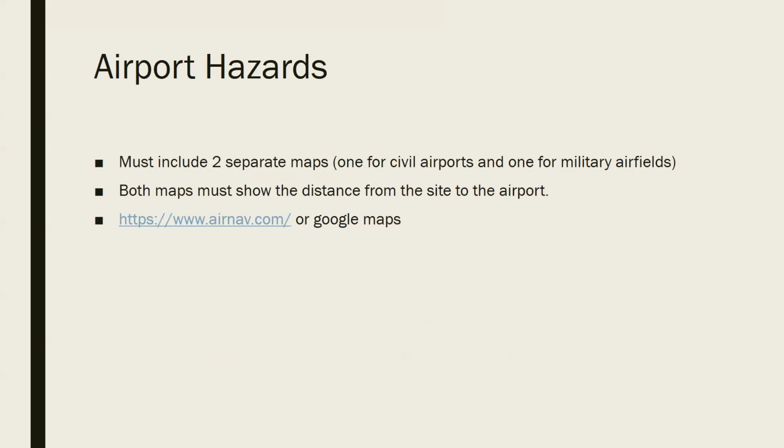The next area is airport hazards. For this section, you should include 2 separate maps. One is for civil airports, and then one is for military airfields, I'm sorry. Both maps must show the distance from the site to the airport. So if there are any in the area, you should show the distance and not just say that it's not within a certain amount of feet. I think it's 2,500 feet. And those maps can be accessed either at airnav.com or Google Maps.